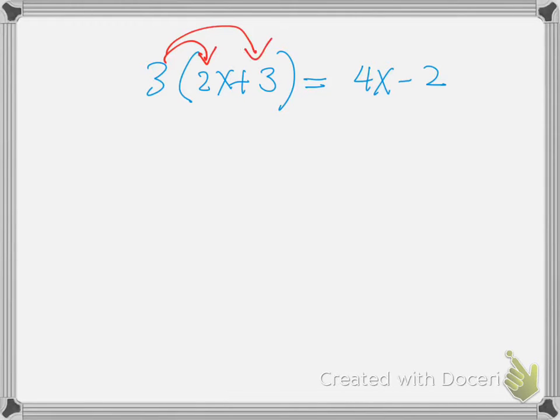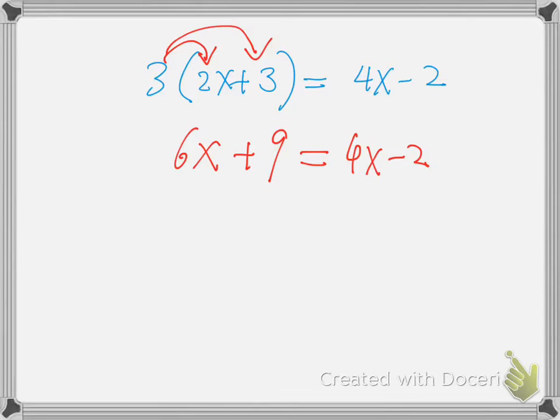Okay, one more example like this. So now let's put the distribution on the left. Let's say this is 4x minus 2. So the beginning step is the distribution step. You cannot move because there's a multiplication. So 3 times 2x, 6x. 3 times 3, positive 9. So this is two multiplications. And then 4x minus 2 stays the same on the right.